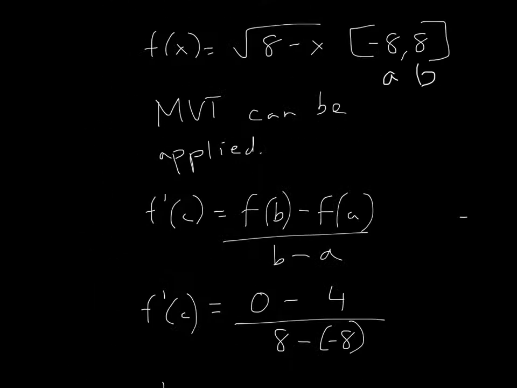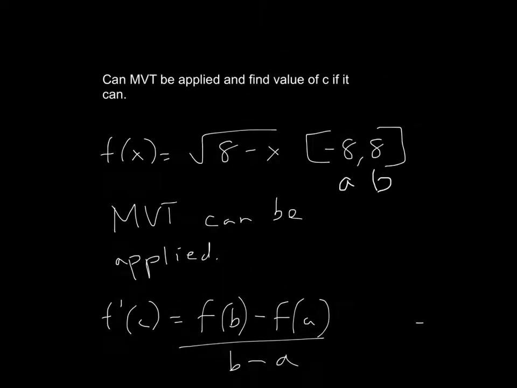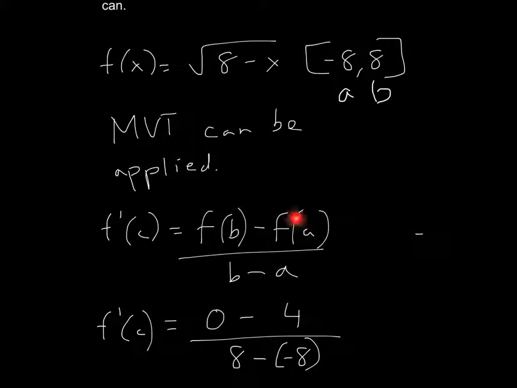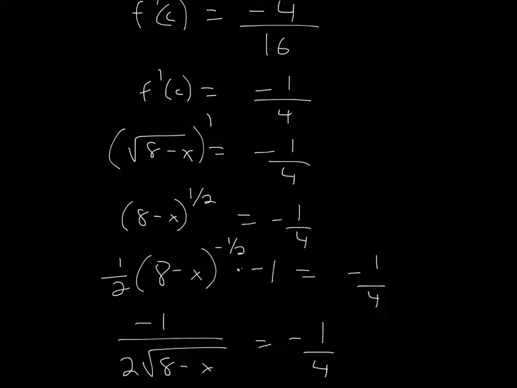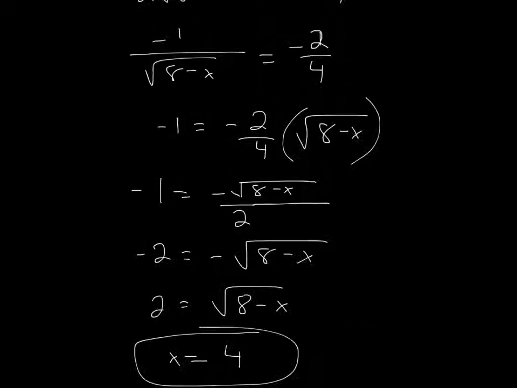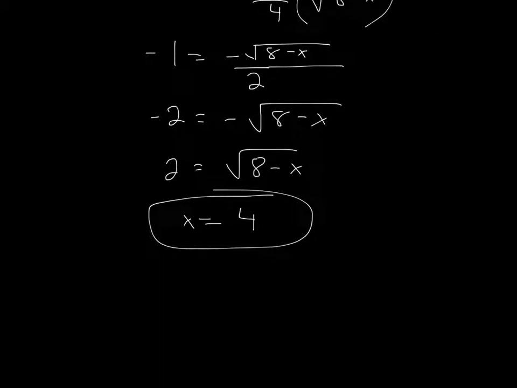So to recap, all I did was find the domain, make sure it exists, because if it exists, then we can apply the mean value theorem. We use this formula. You just plug in the numbers. This is a and this is b. Plug in the numbers. Find the derivative. Once you find the derivative, solve for x, and x is equal to c. So this will be your answer.